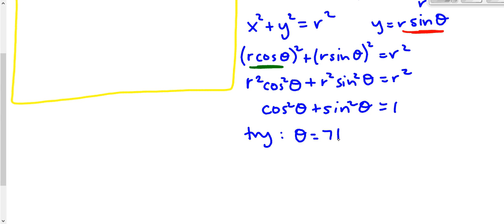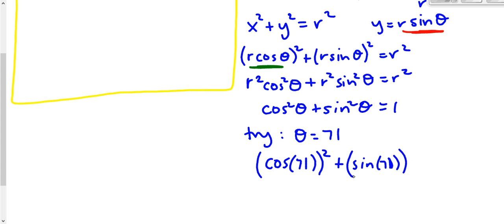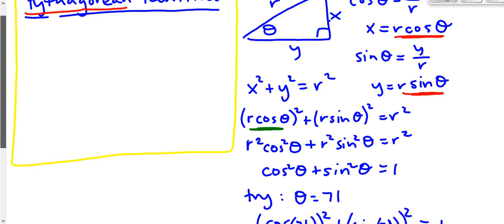71. So I take cosine of 71. Now in my calculator, I need to put parentheses around that whole thing and then square it. And then sine of 71, parentheses around the whole thing and then square it. Add those together, see if you get 1. If you type it in correctly, I bet you're going to get 1. And just know that all of your classmates are picking a different number than you most likely, and everybody is getting the same thing, showing that this is truly an identity.